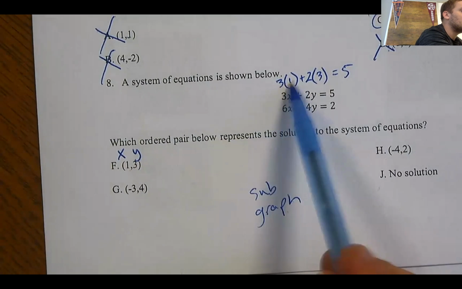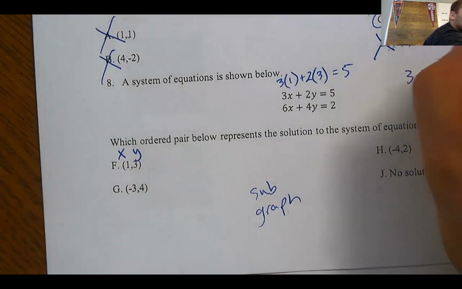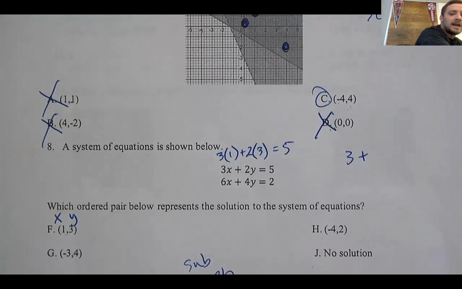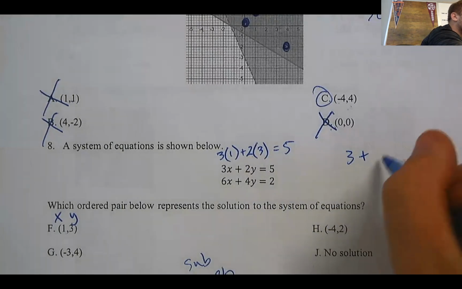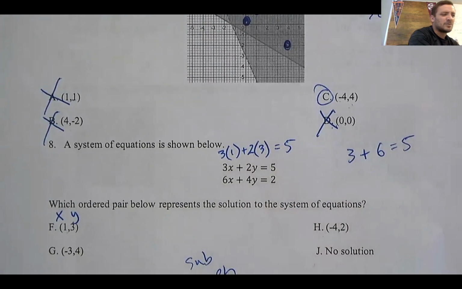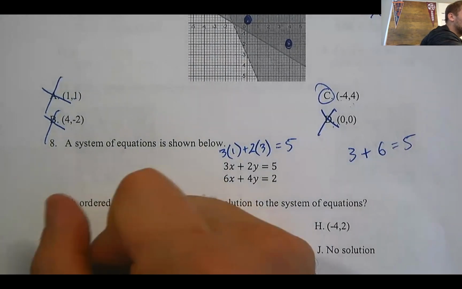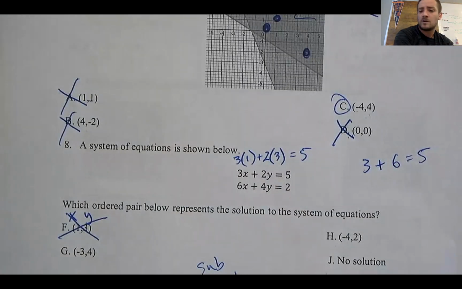Well, 3 times 1 is 3, and 2 times 3 is 6. Is 3 plus 6 equal to 5? No. So answer choice A is already out. It did not work for equation number 1.